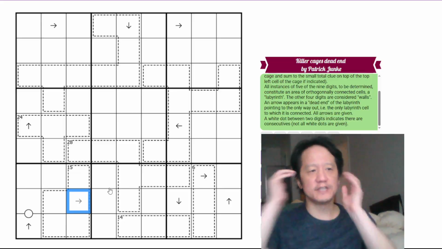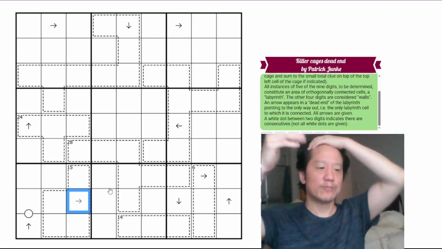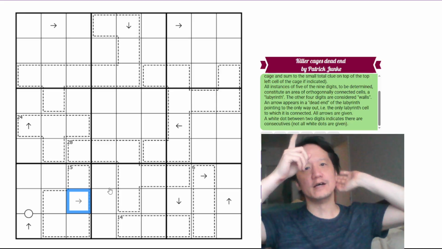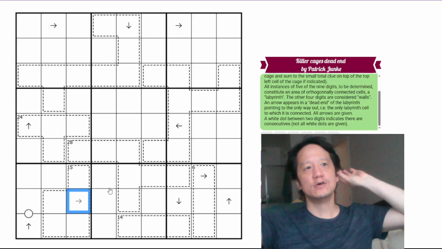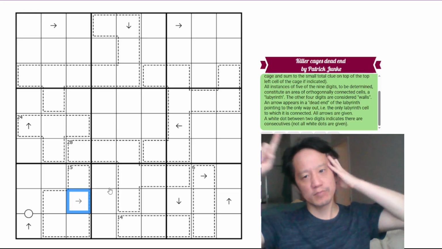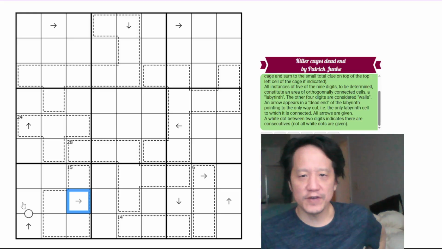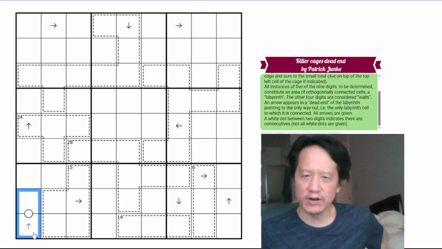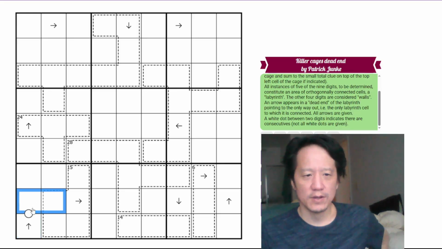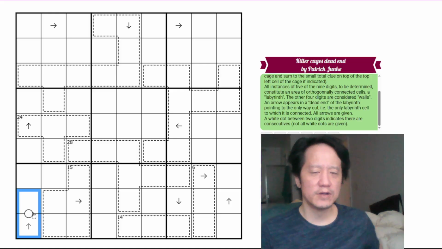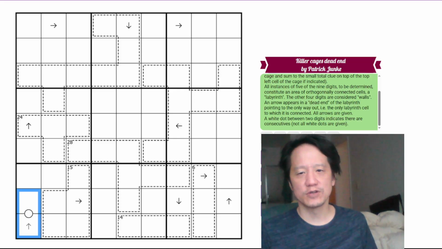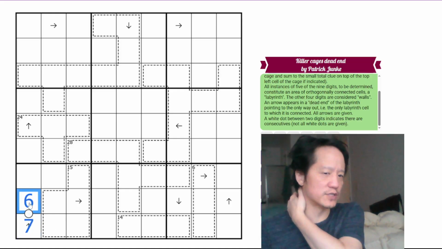And a dead end is essentially a labyrinth cell which only has one other labyrinth cell that it shares an edge with. That's the way you can think of it. We also have, finally, a white dot between 2 digits indicating they are consecutive. Just a typo there. Not all white dots are given. So for example, if this were a 6, this would have to be a 5 or a 7 to make sure that these digits are consecutive.